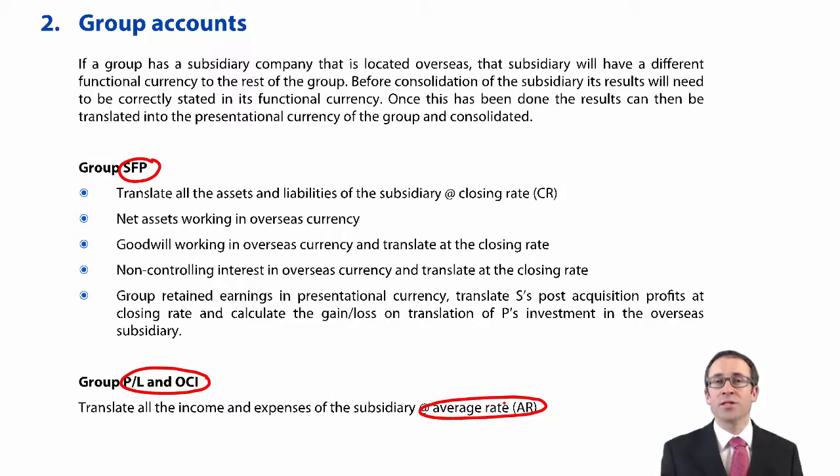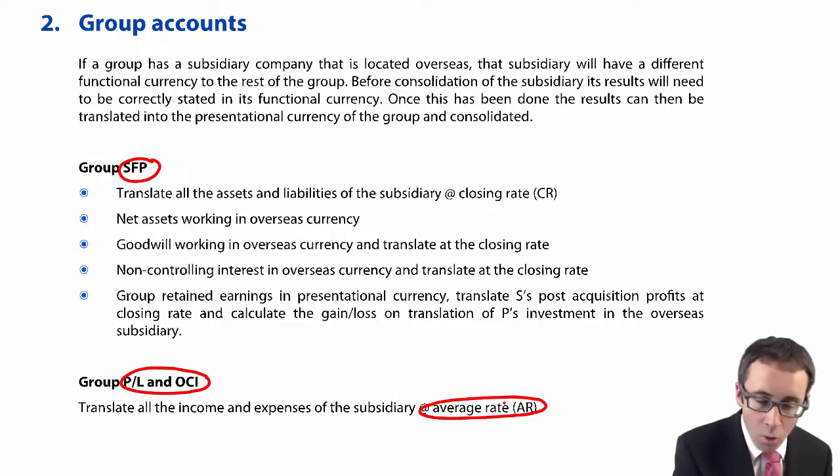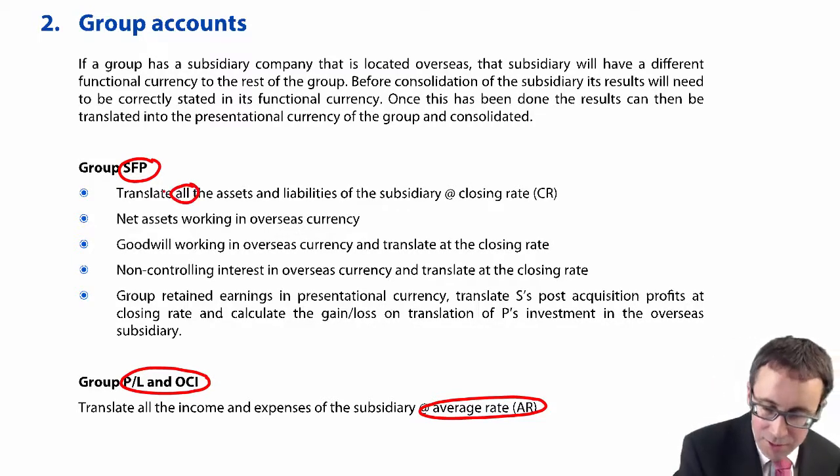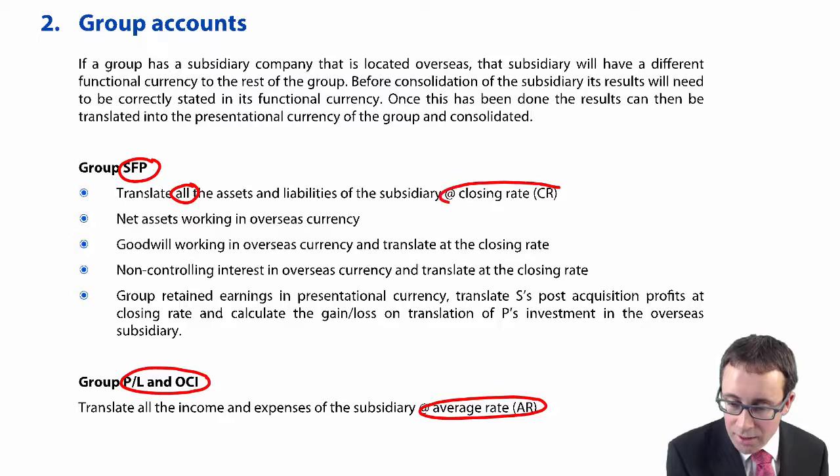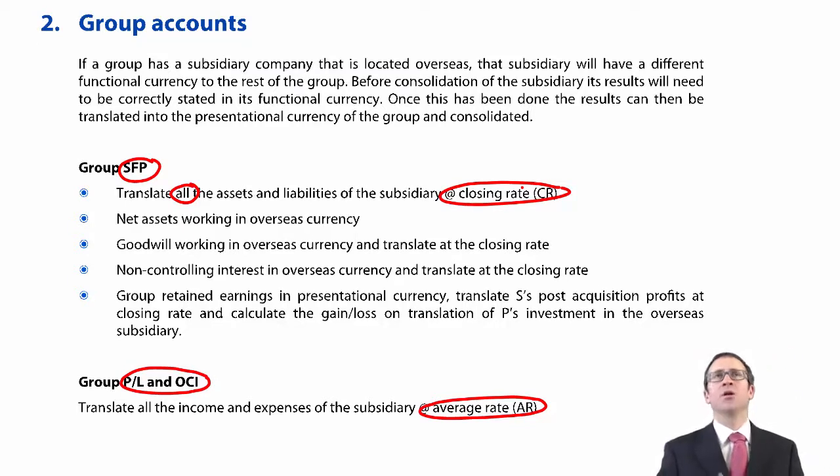The statement of financial position is a little bit more comprehensive. Here you translate all of the assets at the closing rate, and all of the liabilities. Don't start thinking about the monetary assets and monetary liabilities and non-monetary assets and non-monetary liabilities that we spoke about with regards to the functional currency. No. We need to translate everything so that we can then consolidate it. So all the assets, all the liabilities.